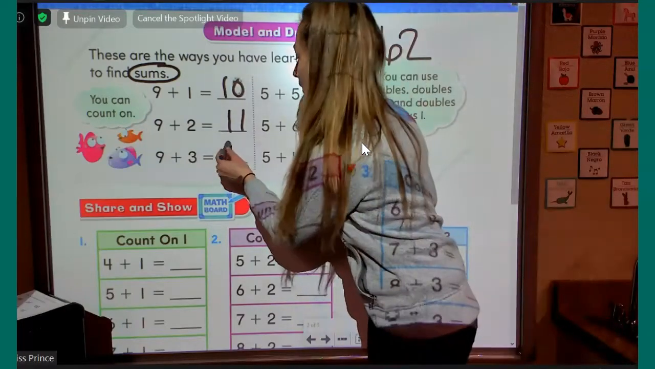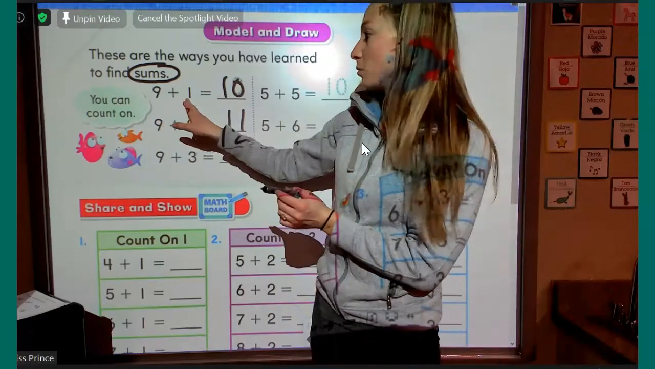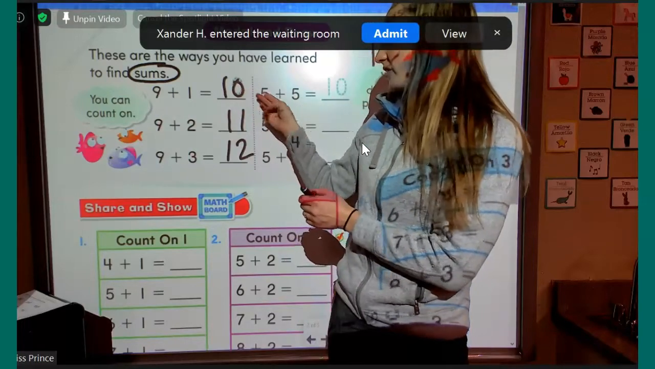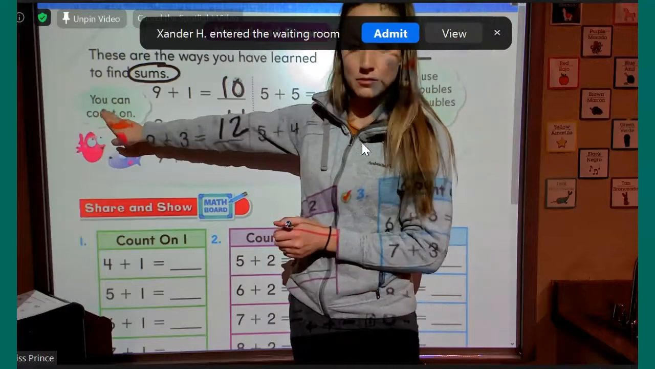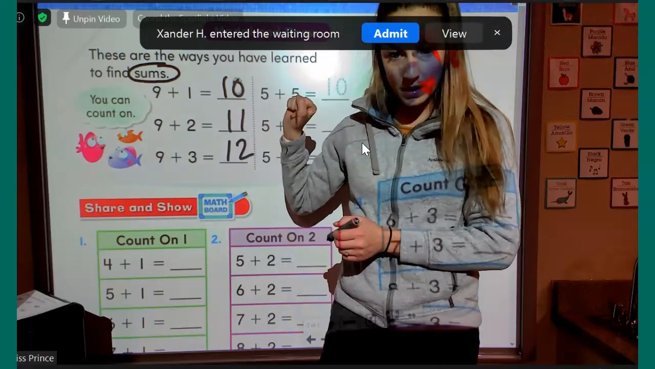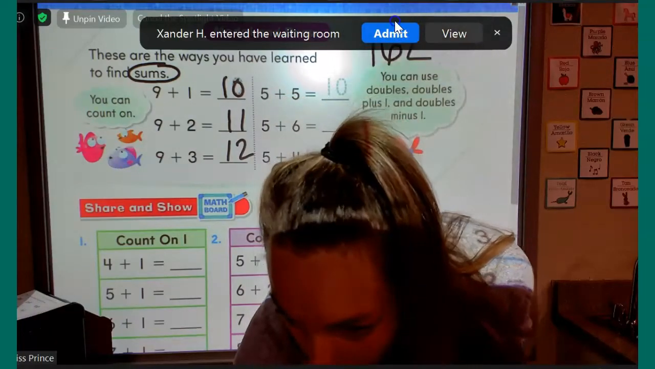12. So each time, we just added 1 more. 9 plus 1, 9 plus 2, 9 plus 3. That means this number is just going to get 1 bigger each time. This is counting on. It's easiest to scoop up the big number and then add on the extra little number. Great work.